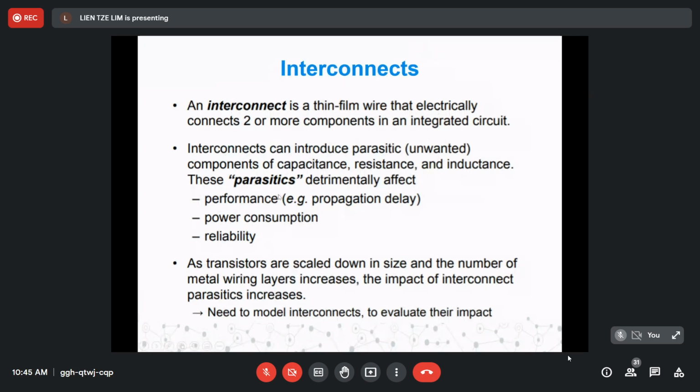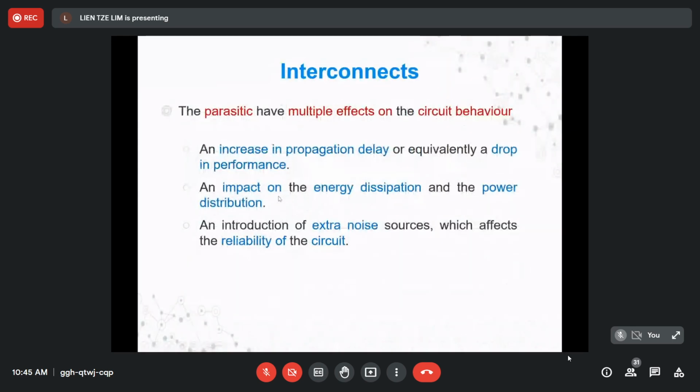When we mention the reliability of the circuit, it means that the parasitics will cause extra noise. This extra noise will affect the reliability of the circuit.